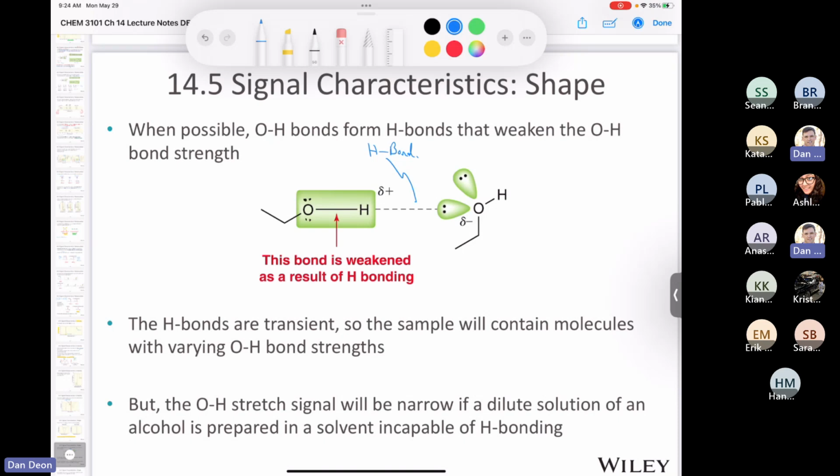And so since they're transient, what that means is that sometimes the hydrogen is going to be undergoing a really strong hydrogen bond, which is going to weaken it. And other times it might not be undergoing any kind of hydrogen bonding whatsoever, it's in between hydrogen bonds. So what does that mean? It means you're going to have a whole variation in bond strength. And didn't we say that wave number was directly proportional to the force constant, or to bond strength? And so if we have variation in our bond strengths, that means we're going to have varying wave numbers as well. And so we end up with a signal that gets broadened.